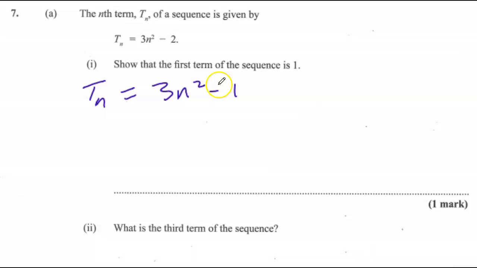To get the first term, we substitute n equal to 1. To get the second term, n equal to 2. Third term, n equal to 3, and so on. So for the first term, replace n with 1. So t subscript 1, the first term.